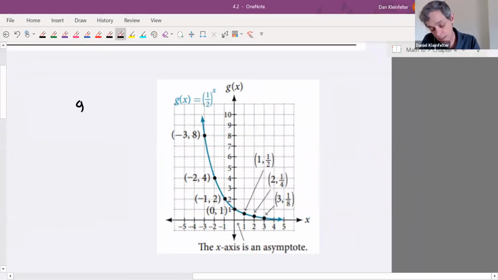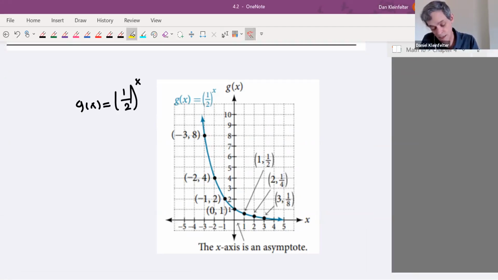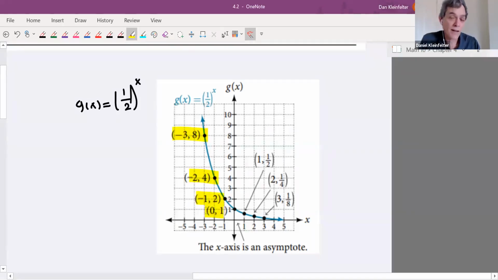This time it is a base that is less than 1. For this one, every time we are raising 1/2 to a power that is less than 0, we get values bigger than 1, which is why the graph is increasing up to the left. For values of x bigger than 1, we're raising 1/2 to bigger and bigger powers, which is why we get answers that are smaller and smaller and smaller.